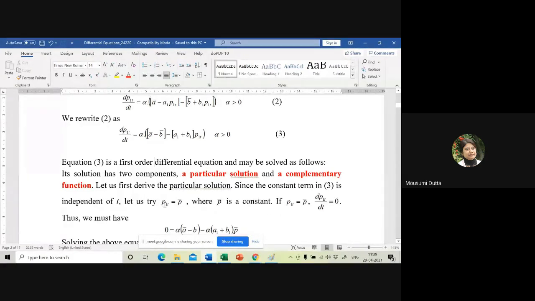Now, when P bar is a constant, the derivative dp by dt will be equal to 0. Is it okay, this part?